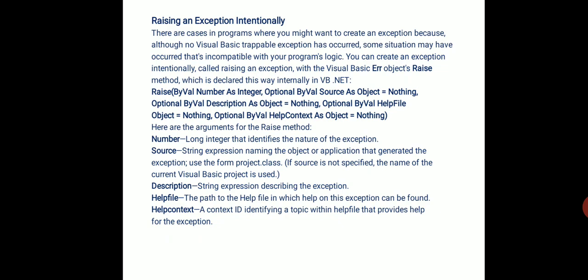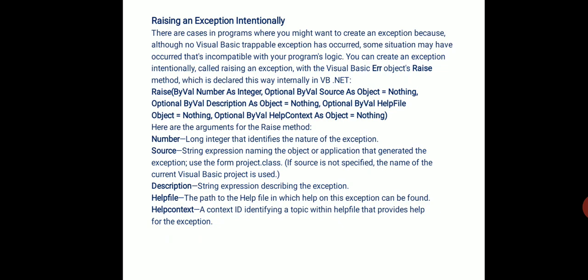So this is raising an error intentionally. See the general form or syntax of the Raise method: ByVal Number As Integer, Optional ByVal Source As Object = Nothing, Optional ByVal Description As Object = Nothing, Optional ByVal HelpFile As Object = Nothing, Optional ByVal HelpContext As Object = Nothing. See, this is the syntax of the Raise method.